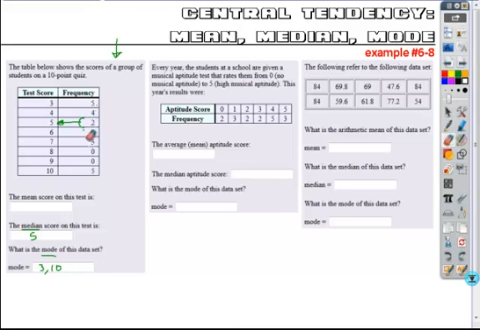Okay, and then my final step here is to calculate the mean. And on this one, because of the way it's set up in this table, I'm going to manually calculate the average. And the average is the sum of all the terms divided by the number of entries.